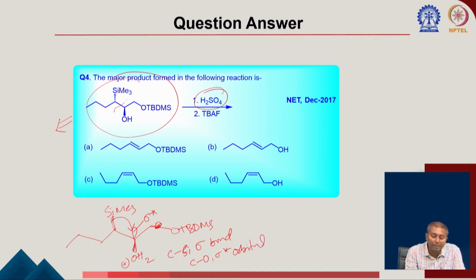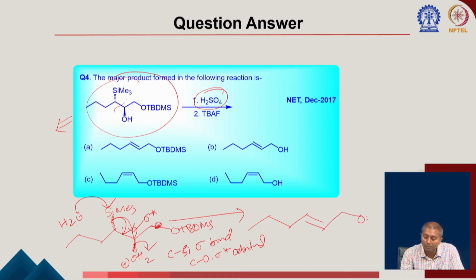So, this can make the carbon silicon bond weaker. So, H2O can now attack here on silicon, forming a double bond between the carbons and getting rid of the water. So, that allows an anti-elimination happening here, that can allow you to generate a double bond which is trans.